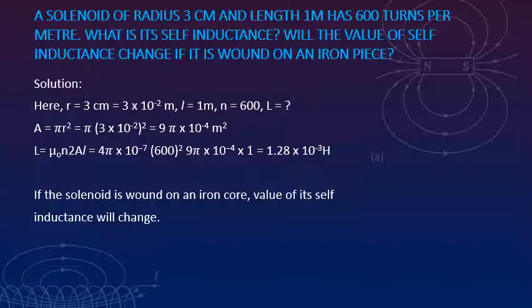The second part is, will the value of self-inductance change if it is wound on an iron piece? If the solenoid is wound on an iron core, the value of the self-inductance will change.